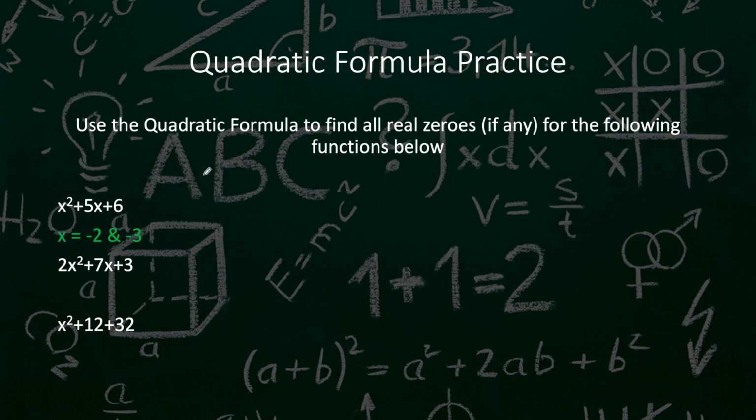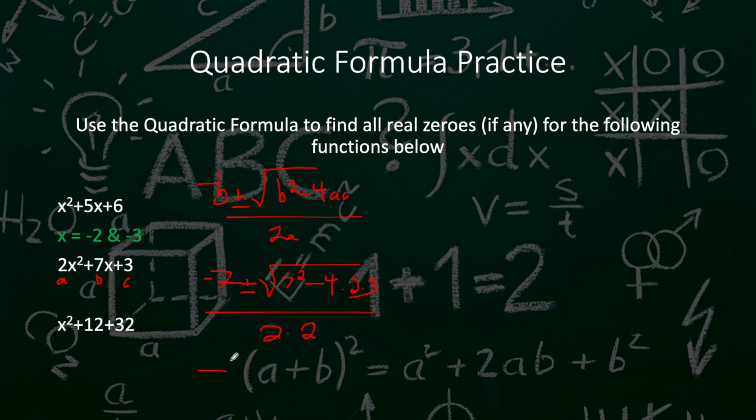Okay, next question. You see this is in standard form, so we can just go straight to the formula. Negative b plus or minus the square root of b squared minus 4ac all over 2a. 2 is a, 7 is b, 3 is c. Here we have negative 7 plus or minus the square root of 7 squared minus 4 times 2 times 3, all over 2 times 2.